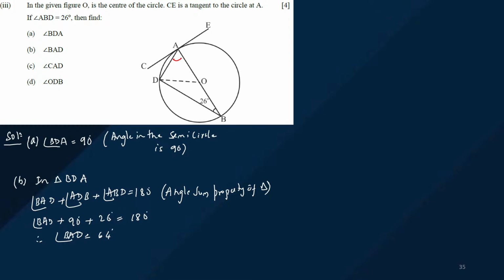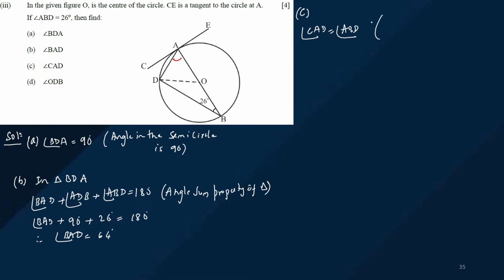Understood? Okay, next one. See the sub question C. Look at the CAD. Can anybody please tell me how much is CAD? CAD is quite a direct question, children. CAD is going to be equal to ABD.